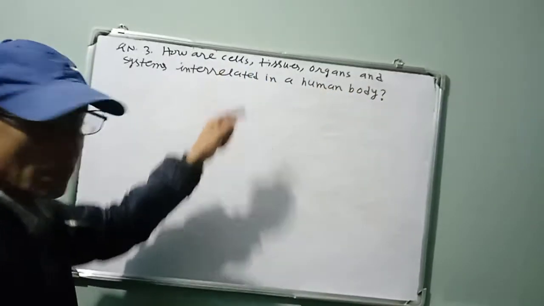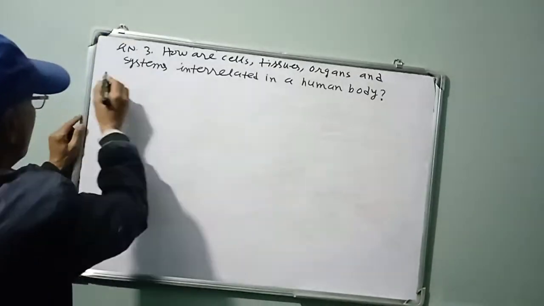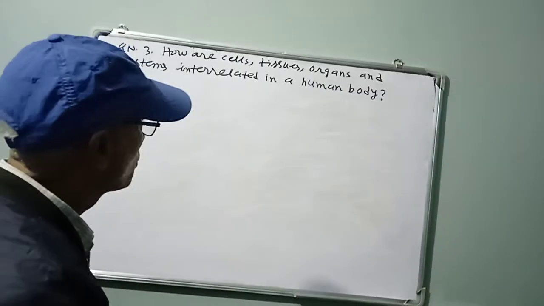We know a cell is a structural, functional and fundamental unit of life. It was discovered by Robert Hooke.